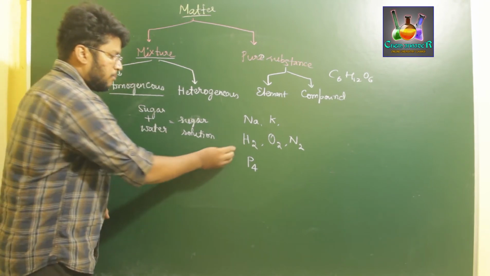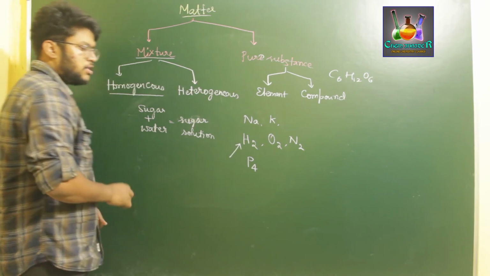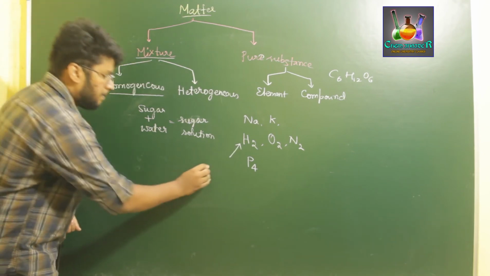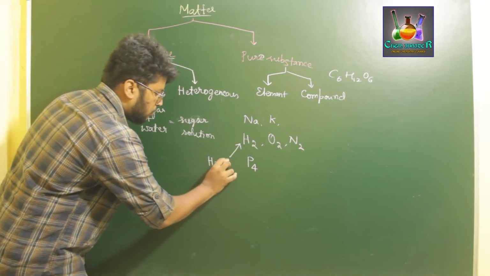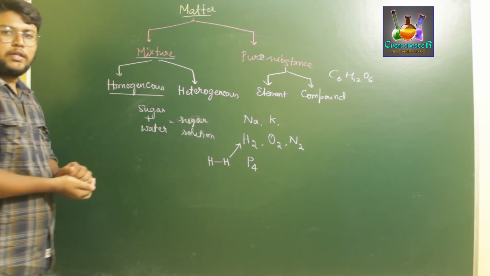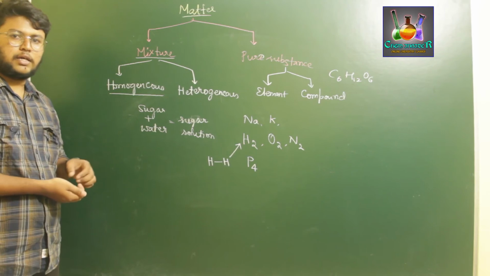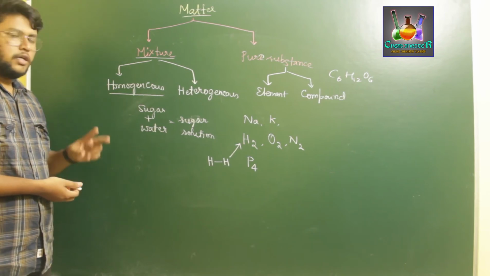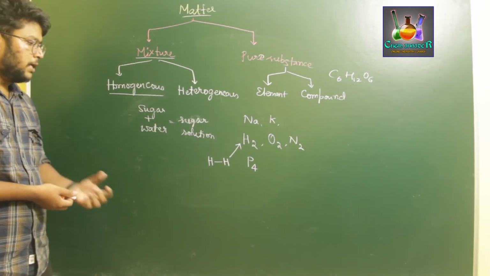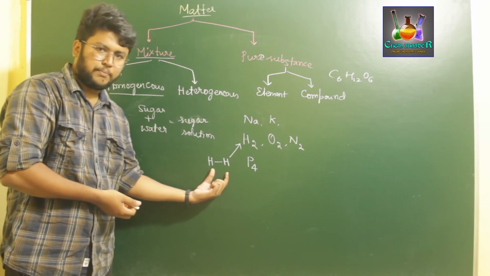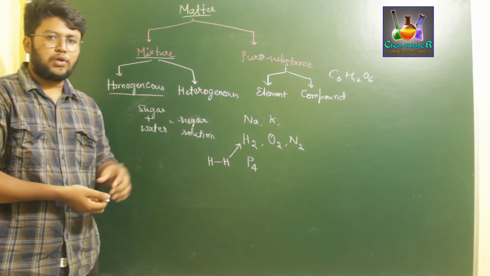So this is a molecule of hydrogen. This molecule of hydrogen is formed by bonding between two hydrogen atoms. That is, when two or more atoms of the same element combine with one another, then that is called a molecule of an element.